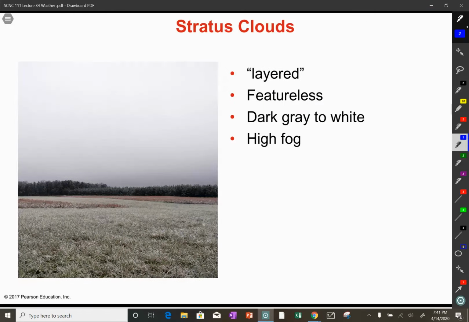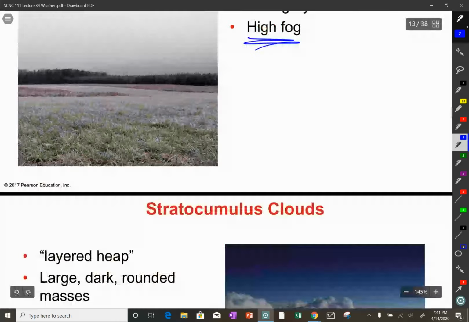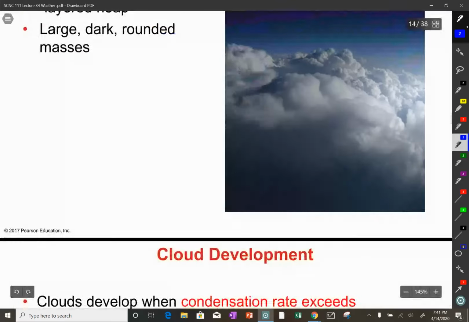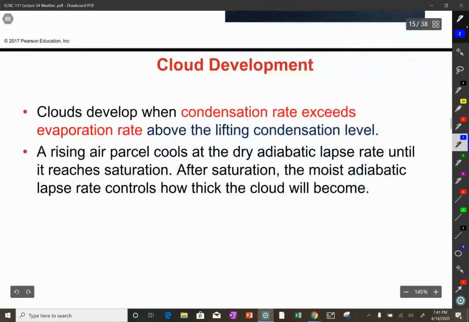Stratus clouds, featureless, right? You look out here and it's featureless, dark gray to white. So once again, this is a high fog. It's basically the same thing as a fog. It's just more than 50 feet off the ground. And the last one that I have here is stratocumulus. Stratocumulus is, okay, strato means layers. Cumulus means heap. So it's heaps and layers, large, dark, rounded masses. That's all I have on that. So those are your basic clouds.